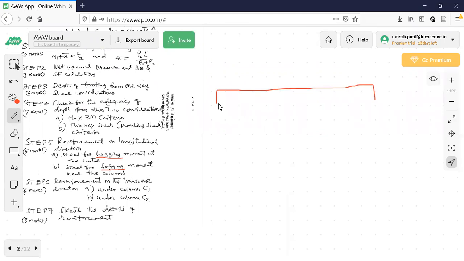Just observe this figure. So when I say steel in the longitudinal direction, means along the length we need to provide the reinforcement, main reinforcement. You can see this figure. So this is your bending moment diagram I am drawing here.